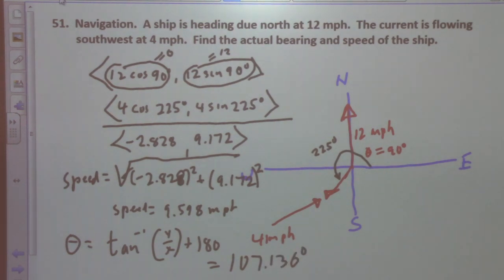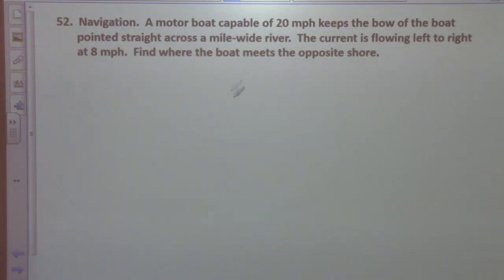So we're going to finish on 52 on Monday, turn that in and start working on some other exercises.